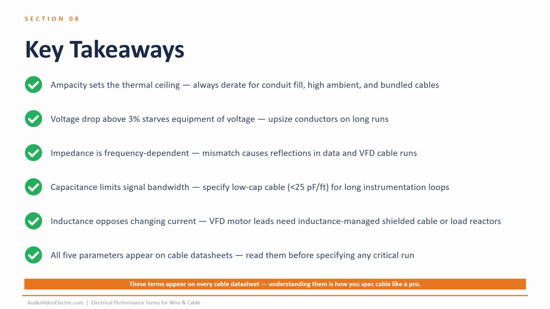Impedance is frequency dependent. Mismatches cause signal reflections. Capacitance limits signal bandwidth. Specify low capacitance cable for long instrumentation loops. Inductance opposes changing current. Manage motor cable inductance with shielded cable or load reactors. Always review these parameters on cable datasheets before specifying a critical run. Understanding these terms helps you spec cable like a pro.